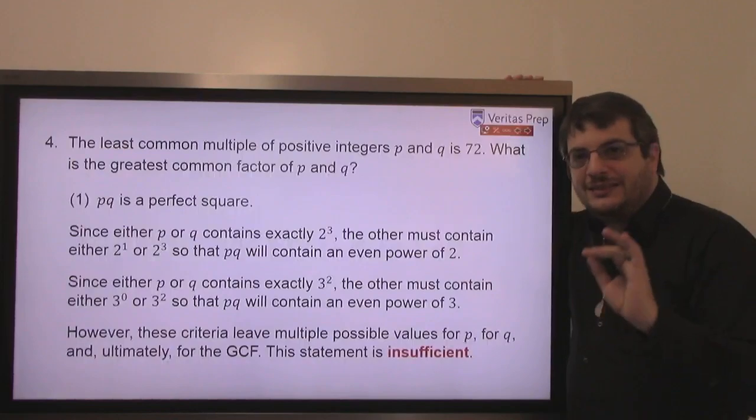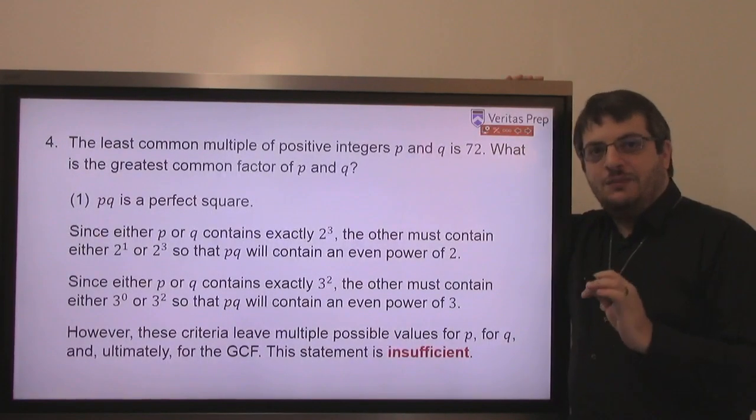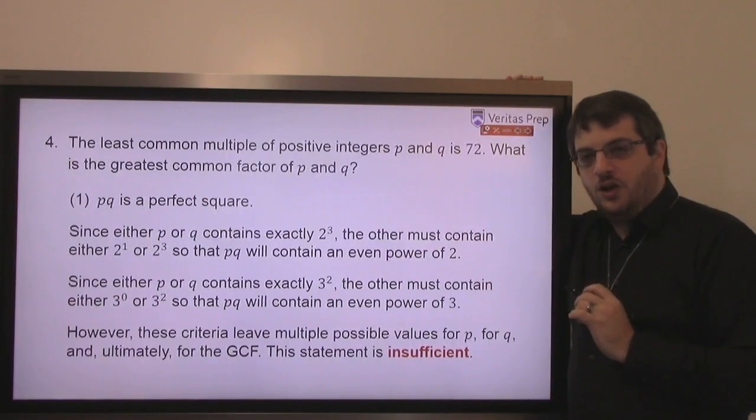Right, exactly. We can't tell because the power could be higher or lower. That's exactly right, Jonathan. Statement 1 is insufficient, and I hope you all agree. All follow?